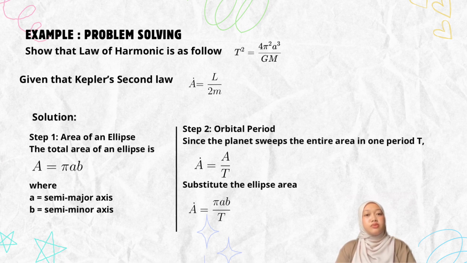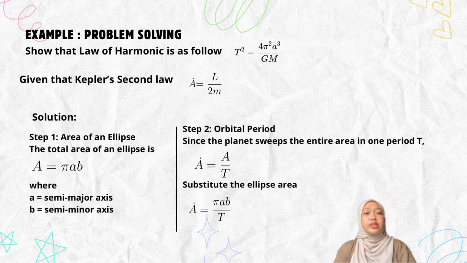Our objective is to prove the following equation, which is T squared equals 4 pi squared a cubed divided by G M, where T is the orbital period, a is the semi-major axis of the elliptical orbit, G is the universal gravitational constant, and M is the mass of the central body.